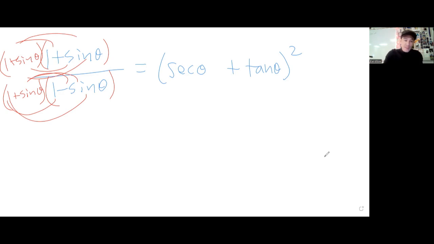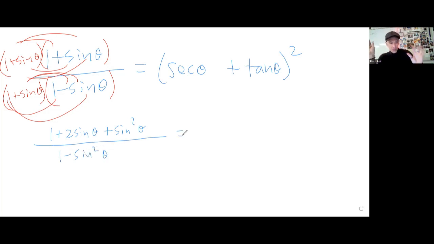So in the top, if you expand it, you would get 1 plus 2 sine plus sine squared. I think the lights just turned off. Let me move around so it detects me. We're back. Now in the bottom, if you expand it, which is a difference of squares, you would get 1 minus sine squared. So that's our first step: use the conjugate of the bottom, and then just FOIL everything.